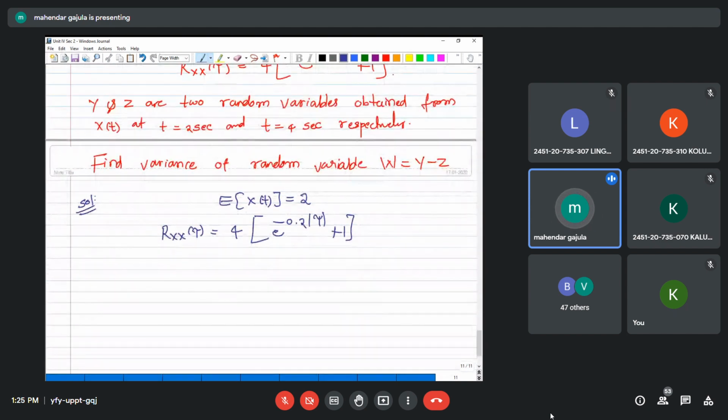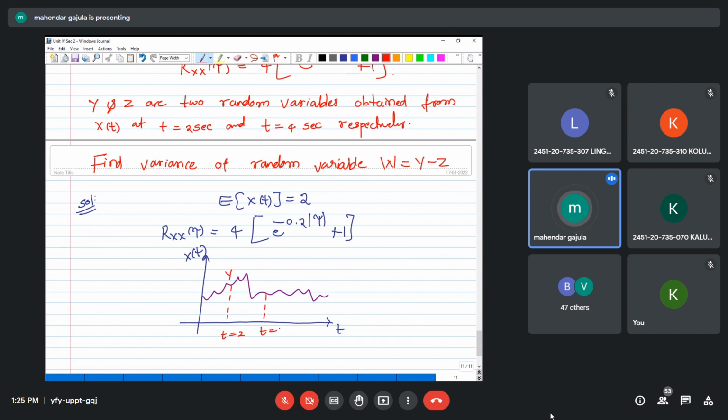And what is the other data given? There are two random variables, Y and Z. This is t and this is X(t), so this is a different random process. Now he said that at t equals 2 seconds, the random variable is Y, and at t equals 4 seconds, the random variable is Z. These are the two random variables obtained from the same random process X(t).